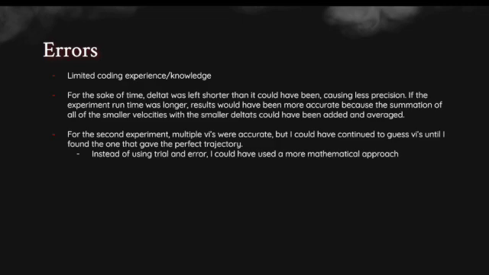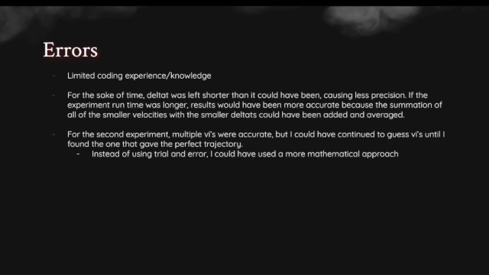So, errors. I have a very limited knowledge of coding, so obviously if I was better at coding, my results would have been more accurate because my code would have been better. And for the sake of time, I also left delta t shorter than it should have been, causing less precision. If the experiment was to run longer, results would have been more accurate because the summation of all the smaller velocities with the smaller delta t's could have been added and averaged to the final amount.